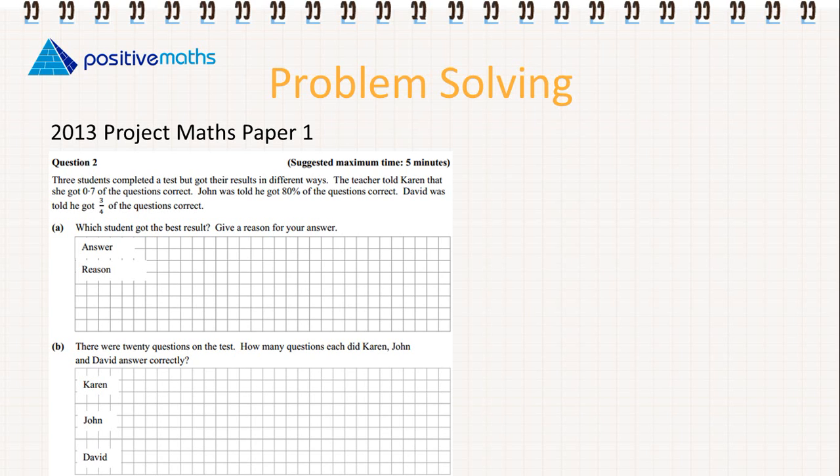Okay, so the first thing we need to do is read through the question. Then we need to take out the key pieces of information. And then the third thing, we need to decide what we're going to do to solve the problem.